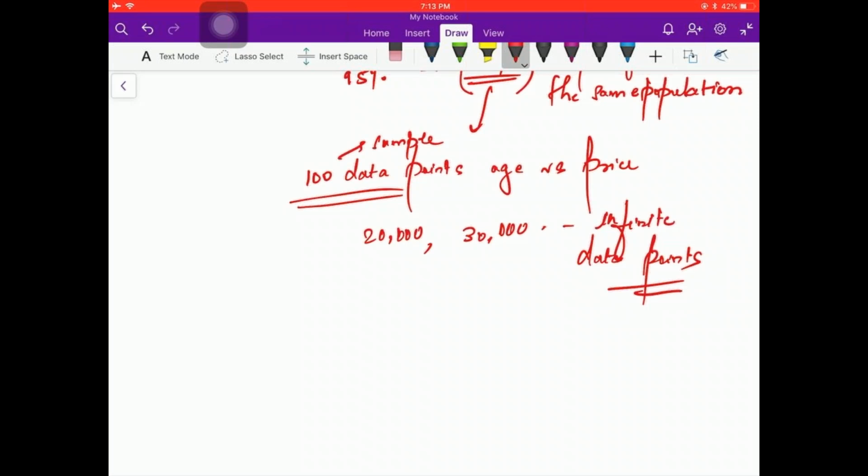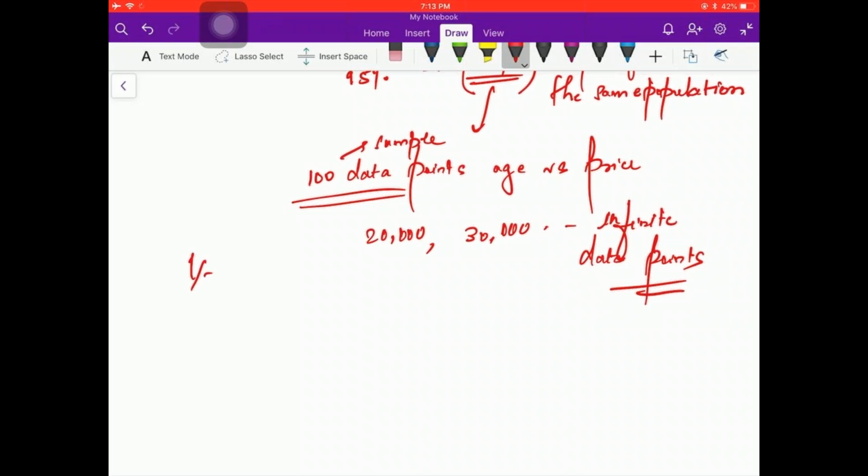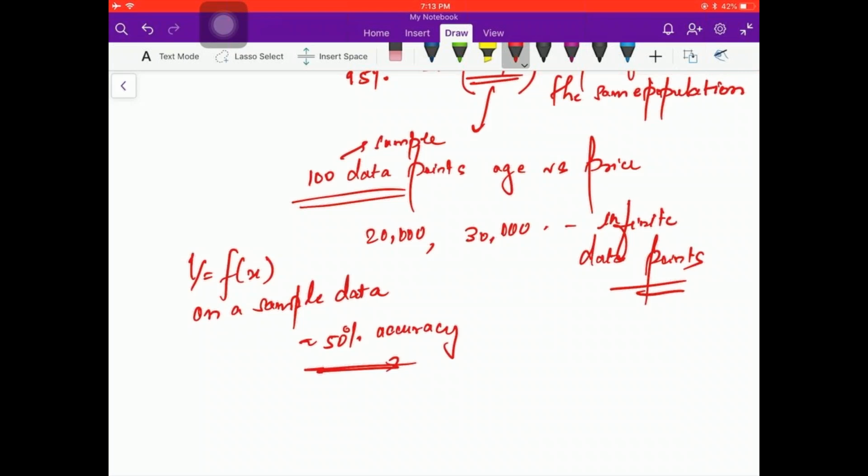Basically, you have fitted a model, y is equal to f(x), on sample data. You fit this model on a sample data, and it gave you a 50% accuracy. Now someone may challenge you: why did you take these 100 people? Why didn't you take 100 people from India, or from Afghanistan?